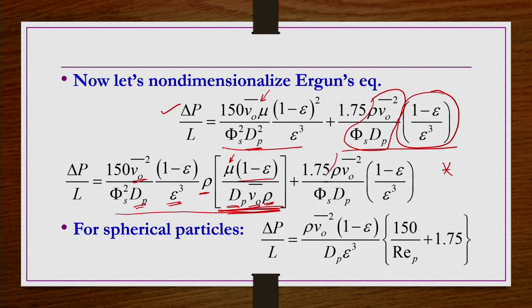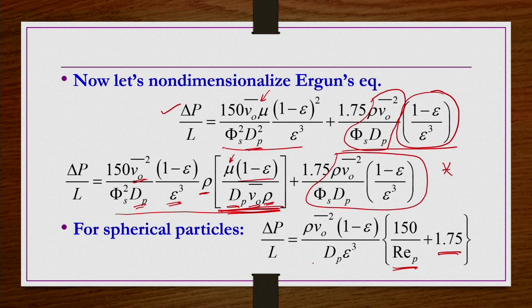Then, delta P by L in the right hand side, rho V naught bar square 1 minus epsilon by dP epsilon cube we are taking common after taking phi s equals 1, that is for spherical conditions. So, from the first part we have 150 multiplied by mu 1 minus epsilon by dP V naught bar rho. So, that is nothing but 1 by Rep. So, we can write 150 by Rep, and then this part is anyway taken common. So, only 1.75 is remaining.